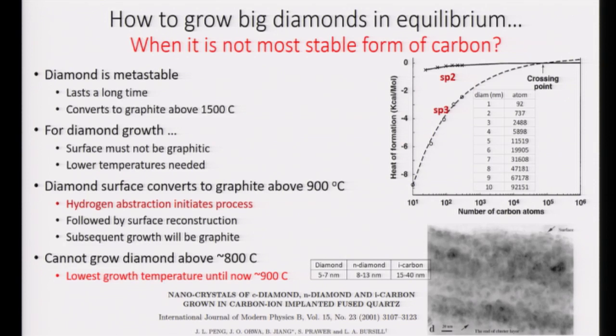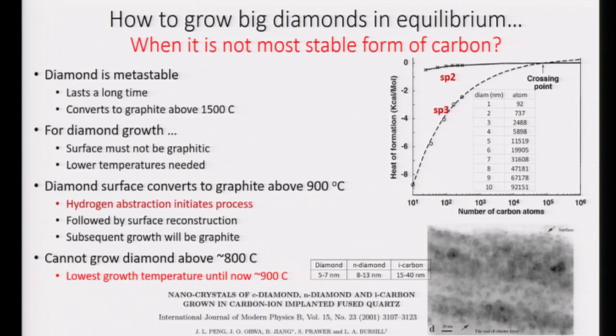The answer is diamond is metastable. If I take a diamond and put it over here on the table, that's not the most stable form of carbon. But if I come back tonight, it's still going to be diamond. If I come back next year, it's still going to be diamond. If I come back in 100 years, it's still going to be diamond. Even though it's not the most stable form of carbon, it's very, very metastable. And so in principle, if you can grow at a low enough temperature, where this doesn't convert spontaneously to graphite, you can grow diamond without pressure.